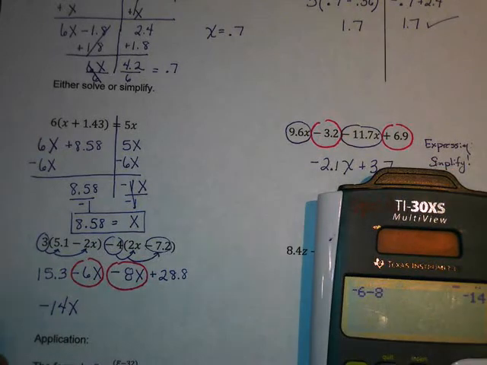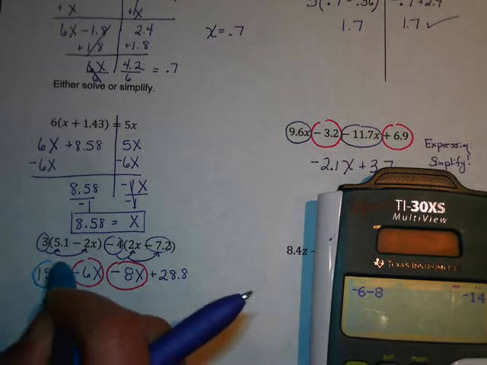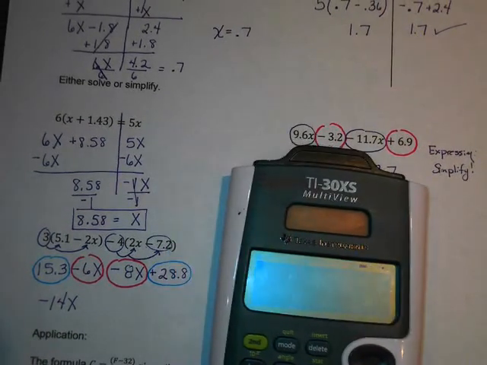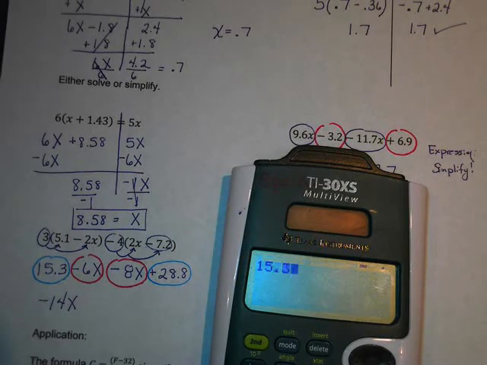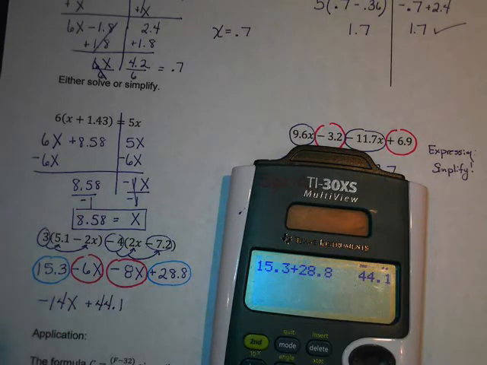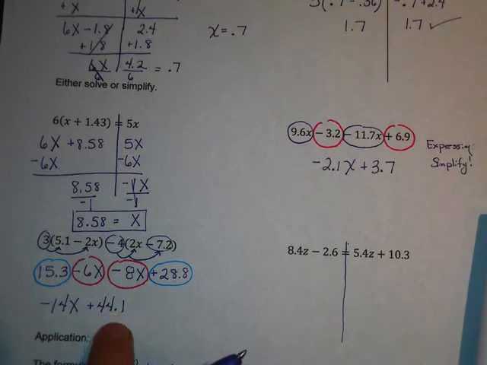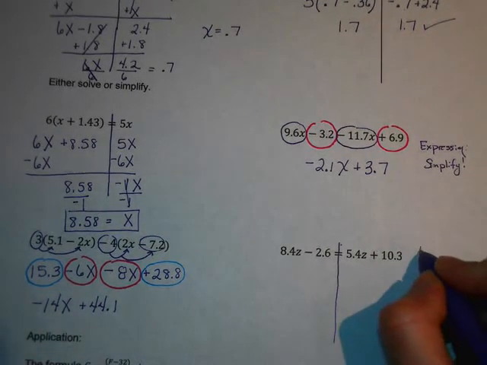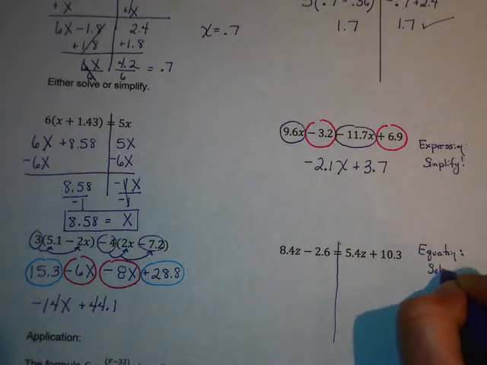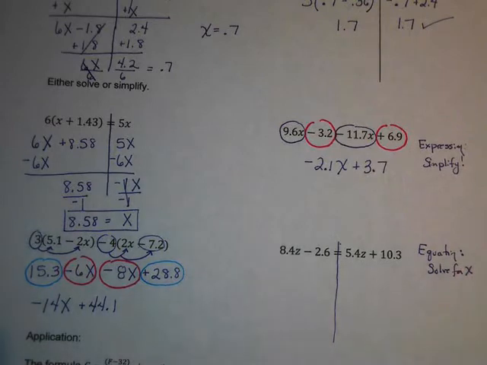And then these guys right here are like terms. So we'll have 15.3 plus 28.8. So it'll be plus 44.1. This is an expression, so it can only be simplified. You cannot solve it. This is an equation. So this is where we're going to solve it for x. I hope that makes sense. Okay?